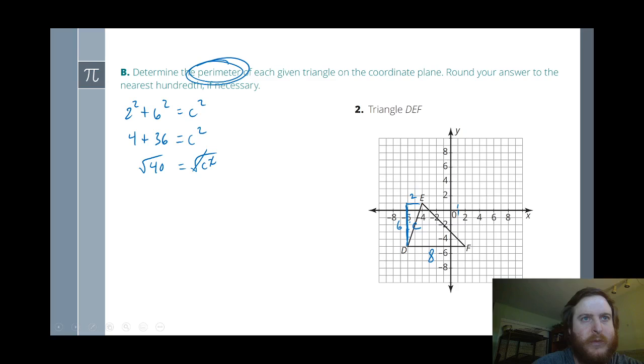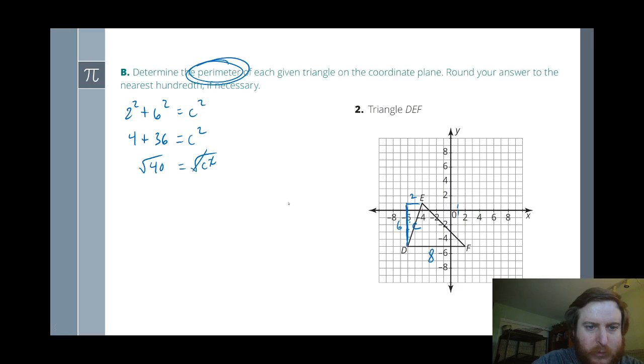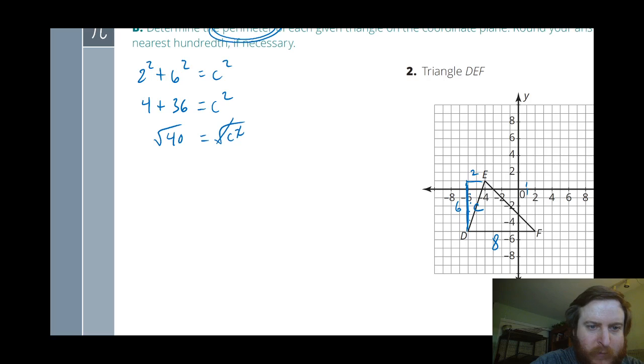I just kind of was working ahead and knew that's what I was going to do because I've done so many of these. So when we do the square root of 40, we get 6.3246. Wow, this thing is really giving me problems today. 6.3246. All right, and then we need to do the other one.